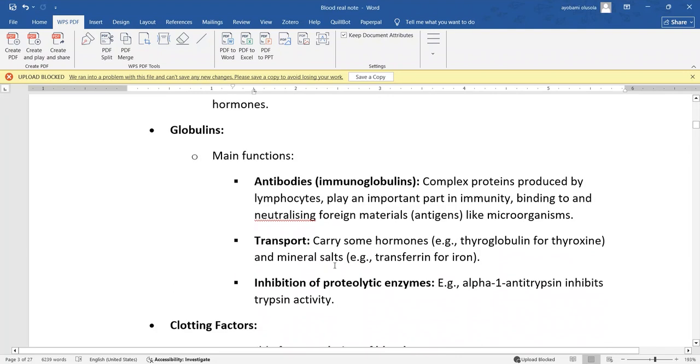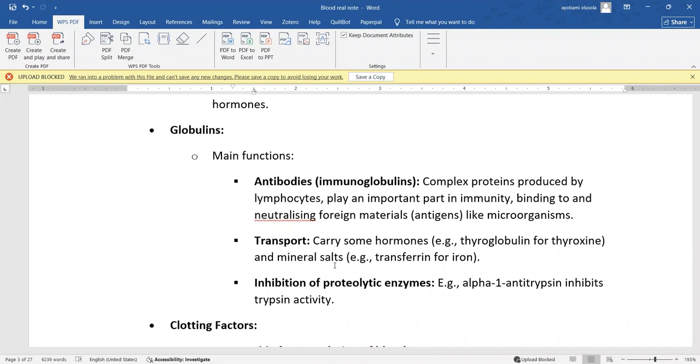Globulins are also examples of plasma proteins, and a typical example are the immunoglobulins, which constitute antibodies. I know you have heard of antibodies before. Antibodies interact with antigens to neutralize them. So they function more as a part of the body's immunity. They also do some work of transport.